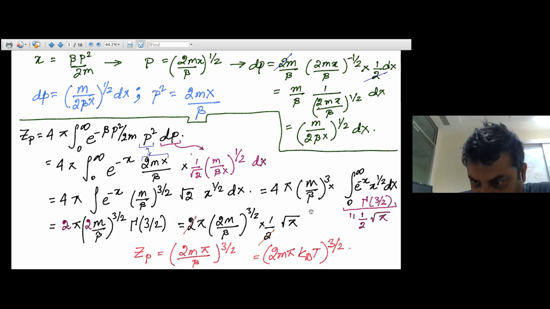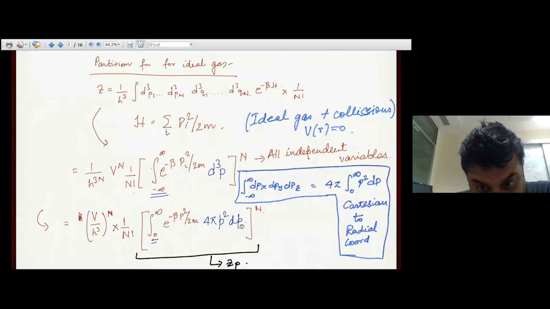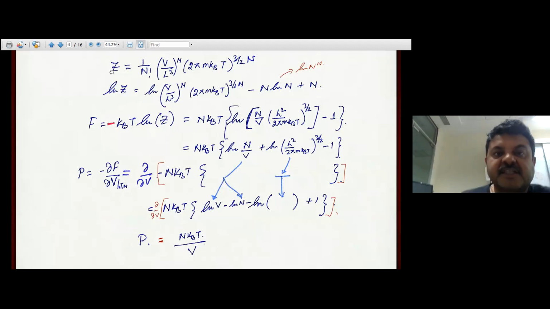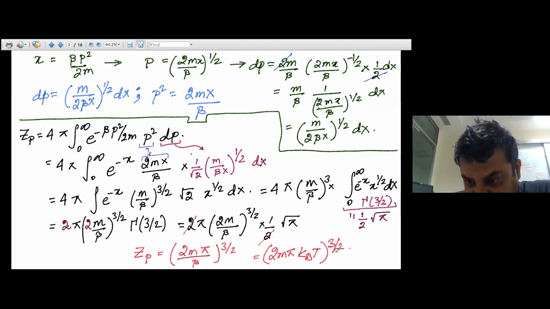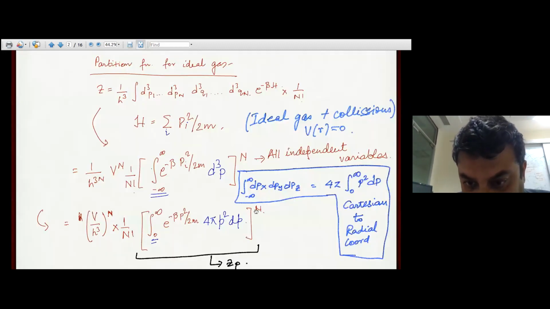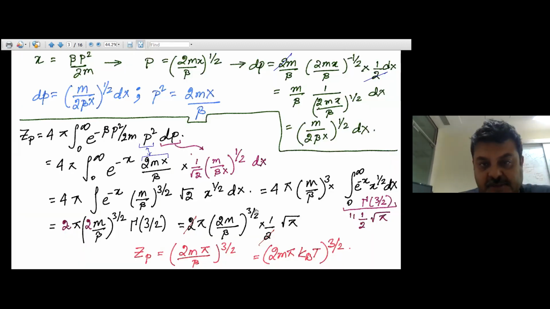And finally, what you get after doing all this algebra is Zp equal to 2 pi m kBT to the power 3 by 2. Note, the integral was over dp, the momenta, right? So here the integral was over dp, and thereby the expression for Z that you get is 1 by N factorial, V, volume, by h cubed, to the power N. And since there were N particles and you had to do N such integrals, see here there is 3 by 2, what you get is 2 pi m kBT to the power 3 by 2 into N. Why? Because there were N such integrals which were multiplied with each other, because they're independent of each other.